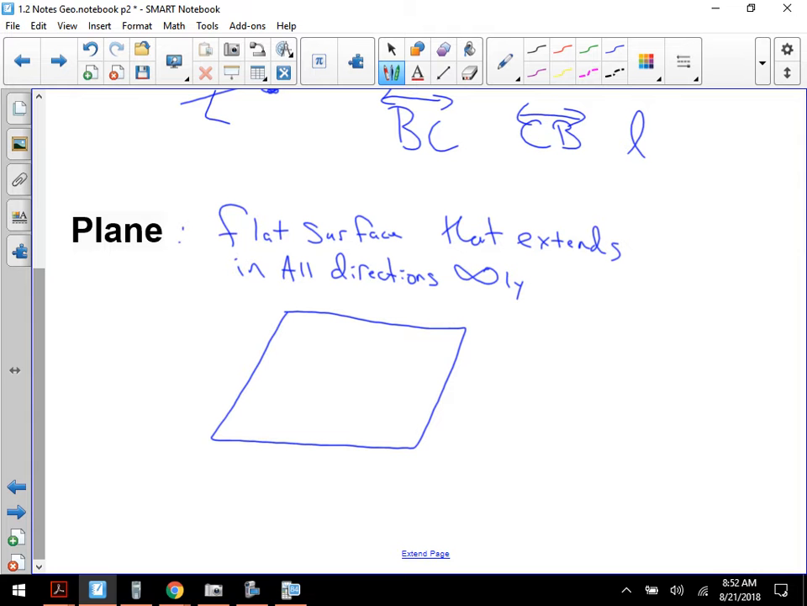In order for a plane to exist, there have to be 3 points that are not on the same line. You need to have 3 points that aren't on the same line. So let's say D, E, F. 3 points not on the same line.